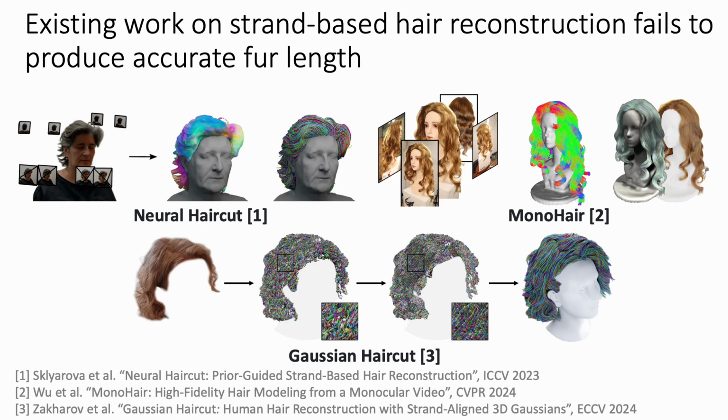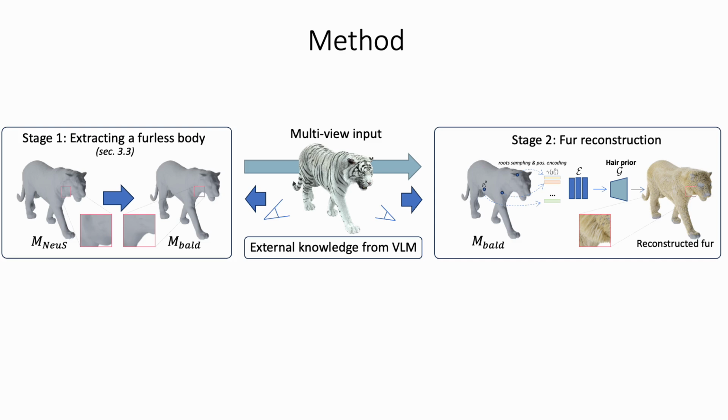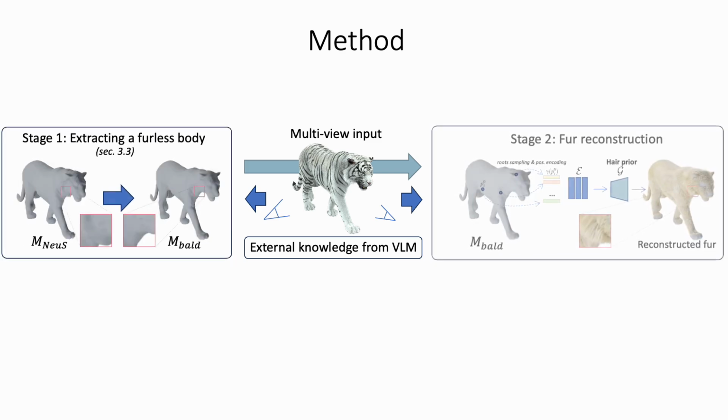Hair reconstruction methods like Neural Haircut, Gaussian Haircut, and MonoHair achieve impressive results for hairstyles but struggle to capture accurate fur length. Our method, NeuralFur, addresses this gap by predicting region-specific fur lengths guided by a vision language model. Our pipeline has two main stages: furless body extraction and fur strand reconstruction.